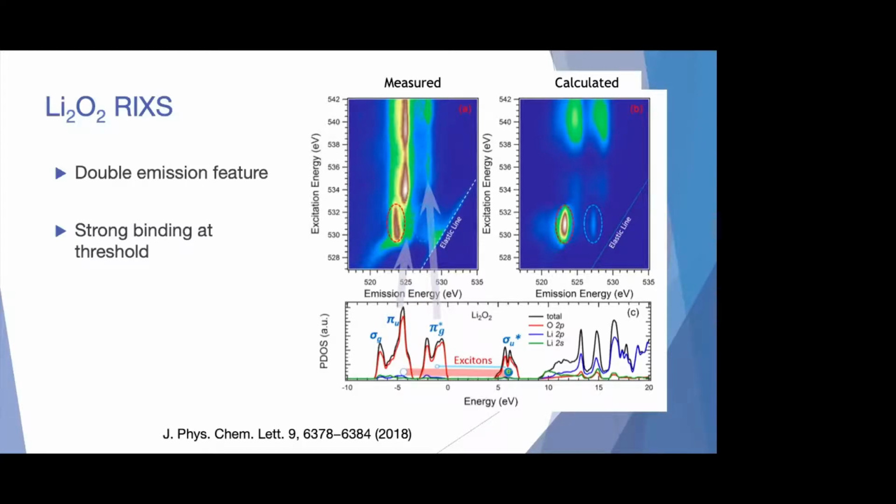The other thing we can notice, though, is that as we go towards threshold, so at lower excitation energies, we see a shift in the emission energy, this feature. So this is circled in red and blue in both the measurement and the calculation. So we see a shift to lower emission energies, which is telling us that there's a stronger excitonic binding in the final state for these states.